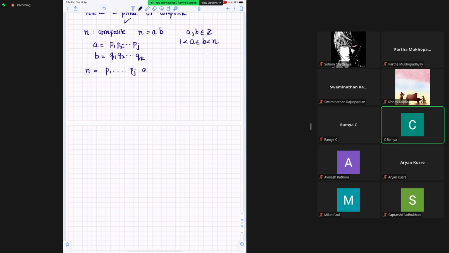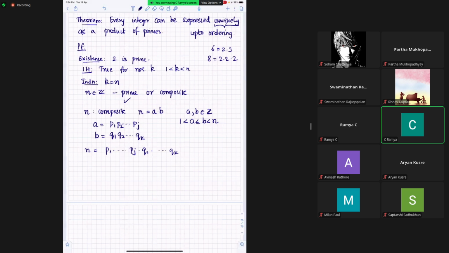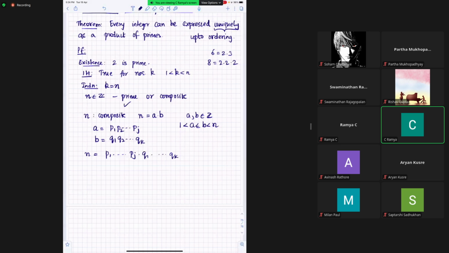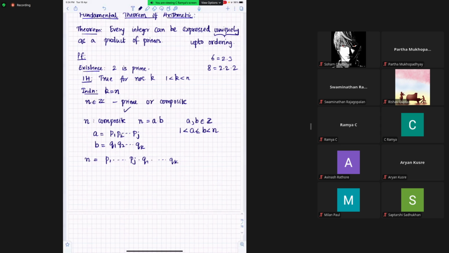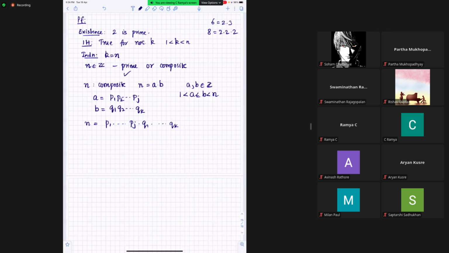So what is the prime factorization of n? Okay, so now what is it that we are left to prove? Uniqueness, right? So let's try that.